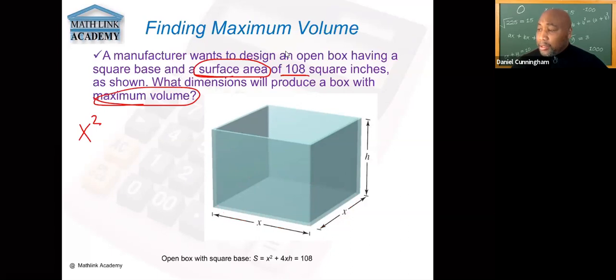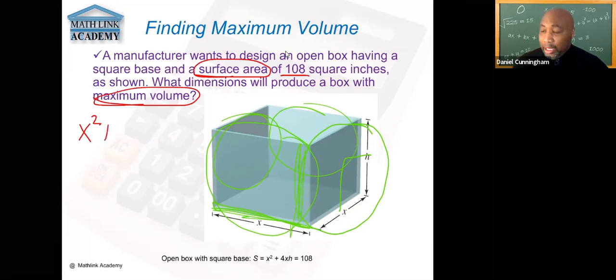Now the sides are going to be a little different because they're not going to be x times x. This is one side, this would be x times h. Here's another side, it'll be x times the height, x times h. And the other side will be x times h. So we have 4 different sides with x times h. And when we add that, that'll be plus 4x times h, and that's going to equal 108. So that's my surface area. I don't have a top to worry about, just the base and the sides.